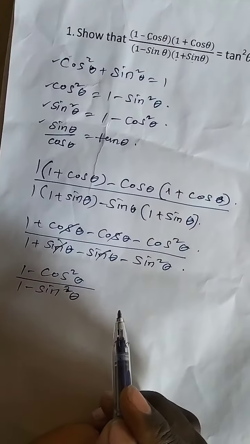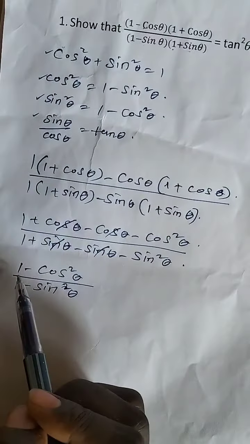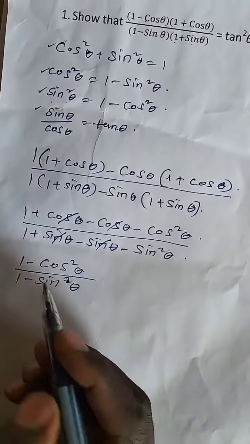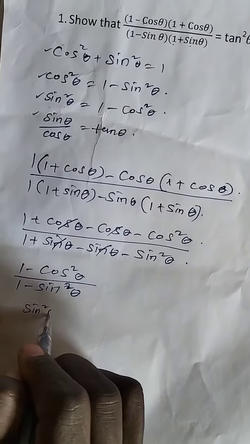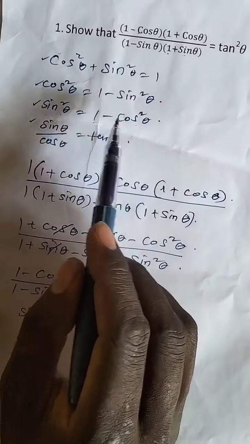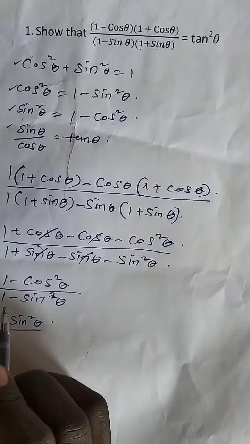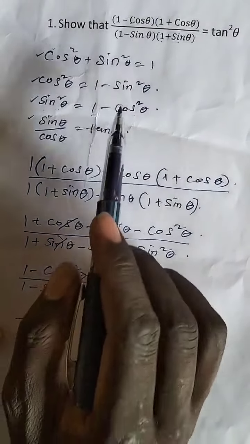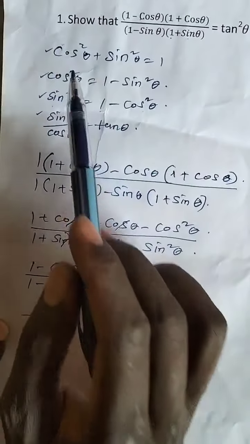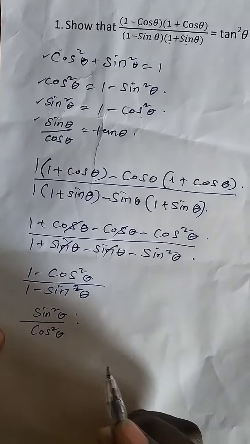Then with this one, we need to recall what we started with in our points there. We said that 1 minus cosine squared theta, up there, means it is sine squared theta. Divided by, we also said 1 minus sine squared theta is equal to cosine squared theta. So it means this is cosine squared theta.